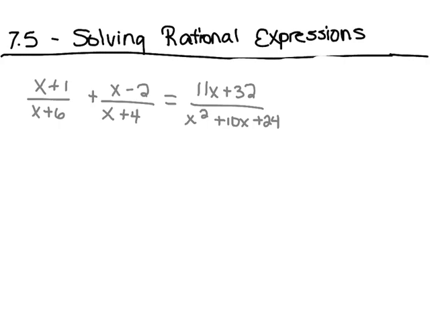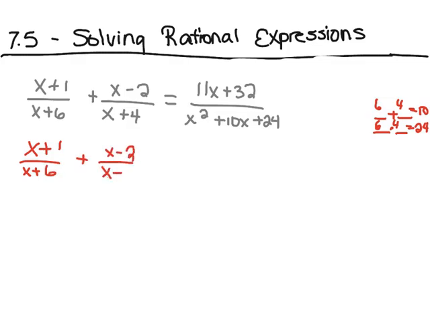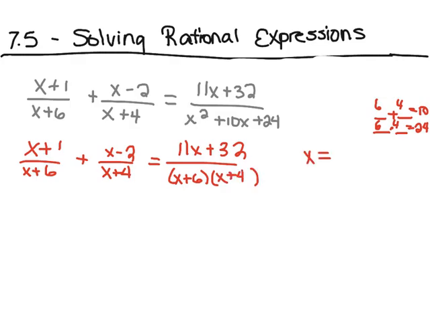For the last example, first we have to factor this side. So blank plus blank is equal to 10, and blank times blank is equal to 24. Our numbers should be 6 and 4. So this will simplify to be x plus 1 over x plus 6 plus x minus 2 over x plus 4 equals 11x plus 32 over (x plus 6)(x plus 4). Now we find our non-permissible values, so x cannot equal negative 6 or negative 4.